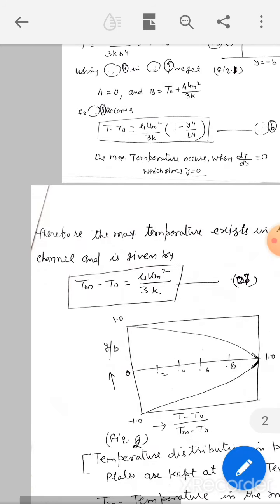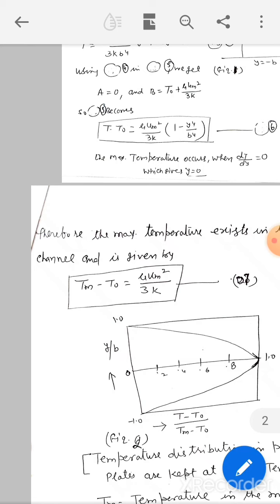In the velocity distribution, it is clear that the maximum velocity occurs in the middle of the channel. Similarly, in the temperature, the maximum temperature occurs when dT by dy is equal to 0, which gives y equal to 0. Therefore the maximum temperature exists in the middle of the channel, and it is given by Tm minus T0 is equal to mu Um square upon 3 kappa. Here T0 is the temperature of both plates, Tm is the maximum temperature at the middle of the channel, mu is the viscosity, Um is the maximum velocity at the middle point, and kappa is the thermal conductivity. This is equation number 7.